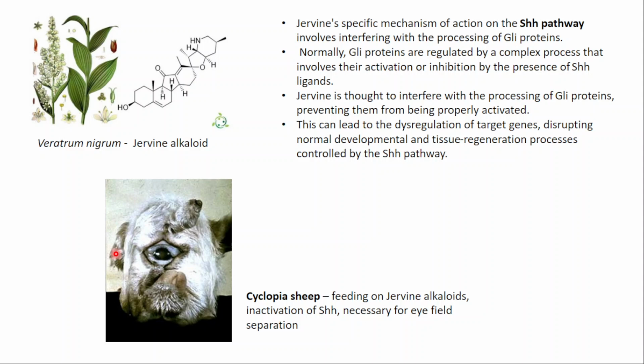So what happened to these sheep? These sheep were accidentally grazing on these plants, Veratrum nigrum, which was rich in the gervine alkaloid. Thereby, this gervine alkaloid inhibited the SHH pathway and impaired the development of the pups born from such sheep. So gervine alkaloid is matching the SHH pathway.